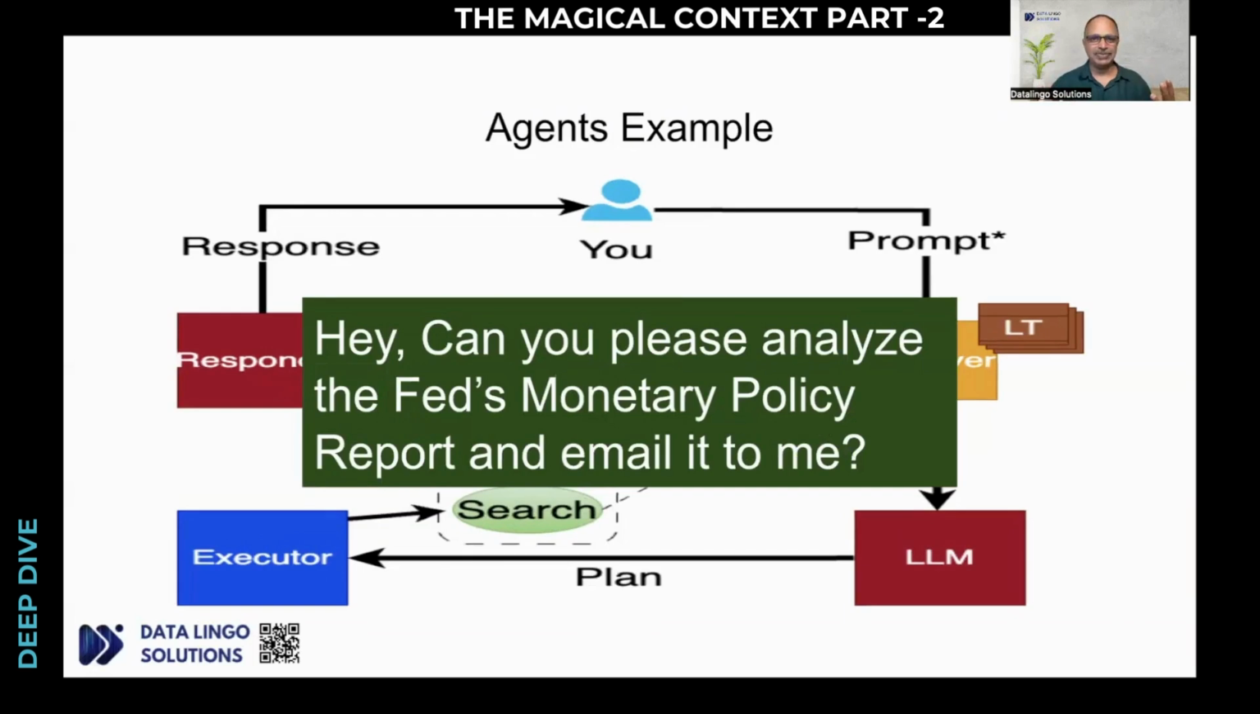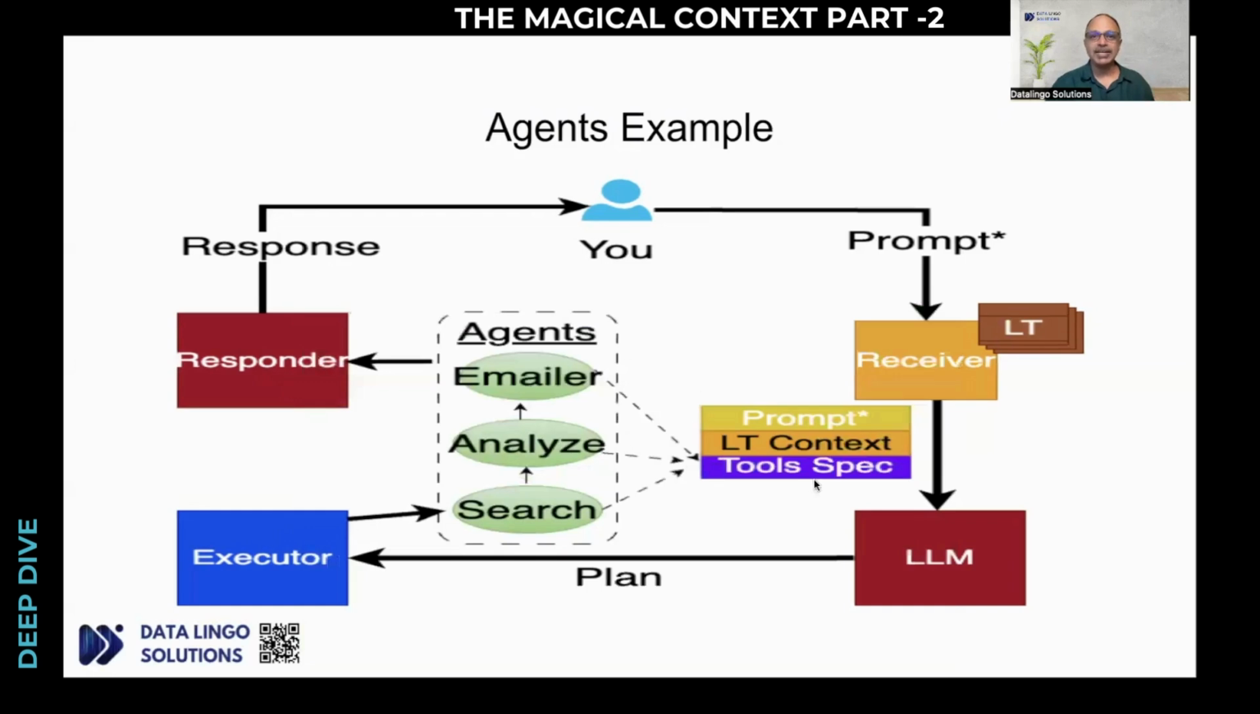Let's take an example. Let's say the user sends a prompt: "Hey, can you please analyze the Fed's monetary policy report and email it to me?" This prompt, along with the tool spec, is received by the LLM with the context. The LLM parses the prompt and identifies three key actions: search, analyze, and email. Based on this, it generates a plan to carry out these actions in sequence: search, analyze, email.